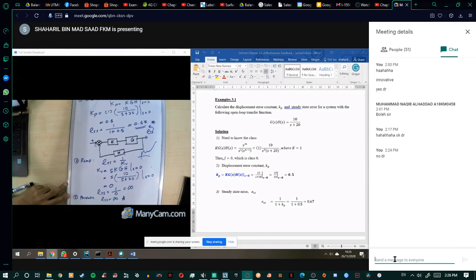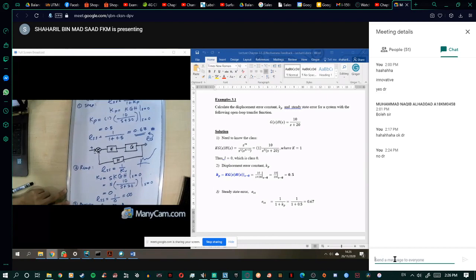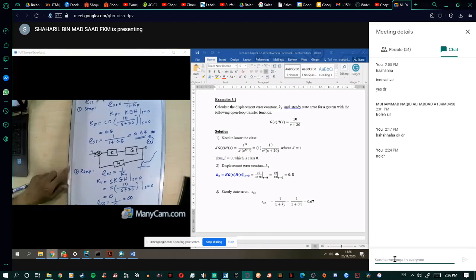Do we need to test every input? It is depending on your application. That means if you want to only test the step input, you just test for the step input. By having tested at the different inputs, you can look at the performance of the system, and say, oh, my system is robust, let's say like that.